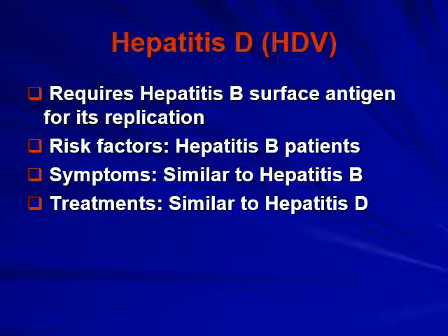And then Hep D is a Delta virus. It requires hepatitis B surface antigen for its replication. You won't get D unless you have B, basically, is what it's telling you. And so the risk factors are Hep B patients, and symptoms are similar to Hep B, and treatment similar to hepatitis, that should say hepatitis B.